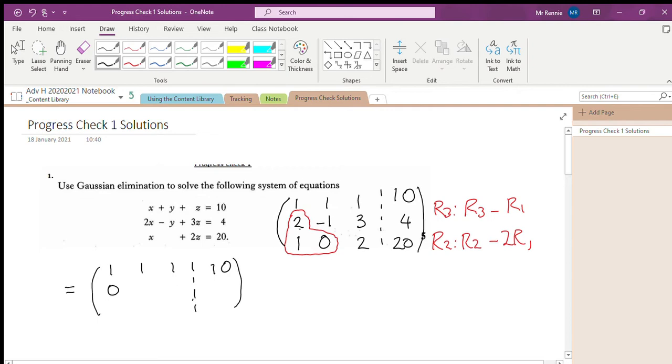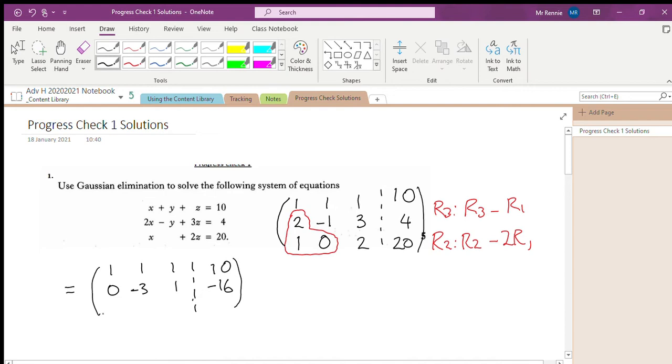I've got negative 1, take away 2 lots of 1. 2 lots of 1 is 2, so negative 1, take away 2, that gives me negative 3. I've got 3, take away 2 lots of 1, that's 3 take away 2, which is 1 there. And 4 take away 2 lots of 10, which is take away 20, which is negative 16. So that's what my second row should become. If you got that, you've got a mark.